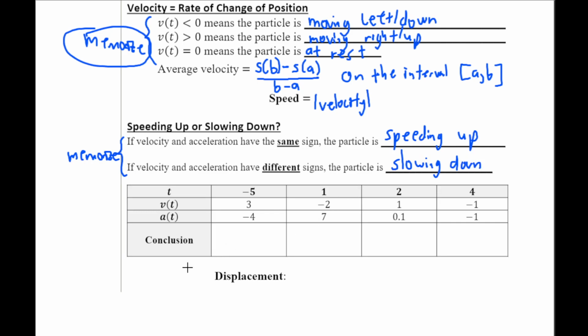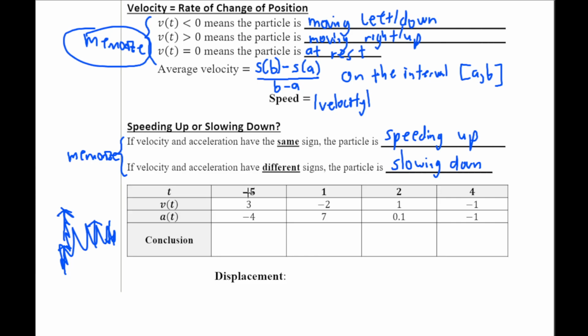For example, if your velocity is upwards, right? You're going up, positive velocity, and you have a positive acceleration, and someone's pushing you from behind, you're speeding up, speeding up, speeding up. However, if your velocity is positive, but someone's pushing you down, you're going to be slowing down. So just know if velocity and acceleration are the same sign, the particle is speeding up. If velocity and acceleration have different signs, the particle is slowing down.